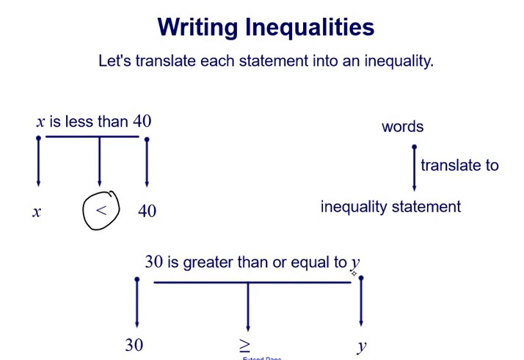Here's another example. 30 is greater than or equal to y. So the 30 comes down. Greater than or equal to uses this symbol, and then we have the variable y. So it doesn't matter if the variable is on the left or the right. It's just interpreting it straight down from the words to the inequalities.